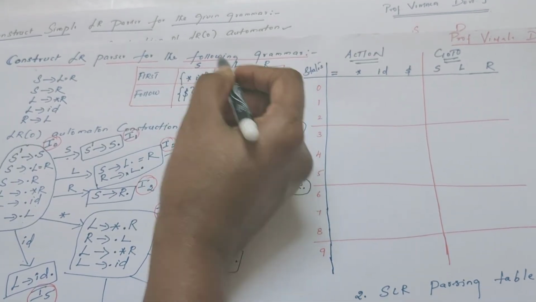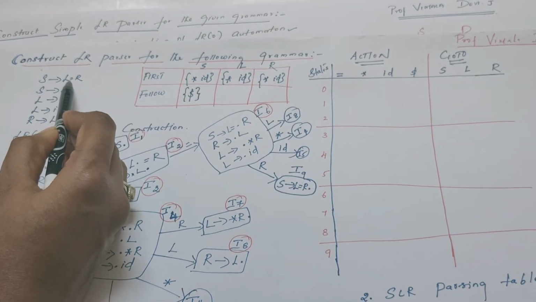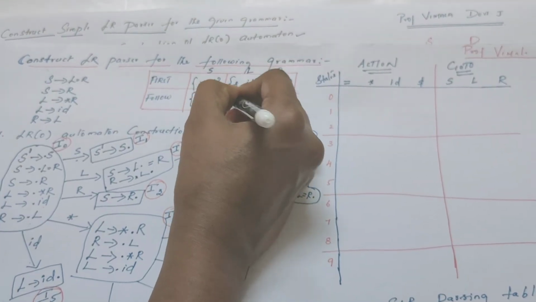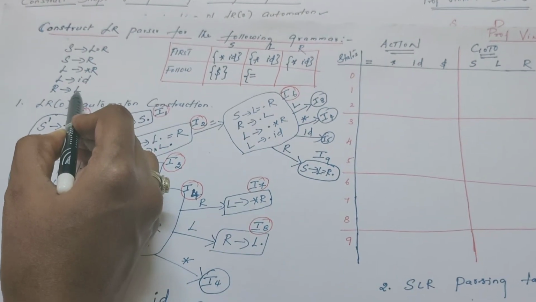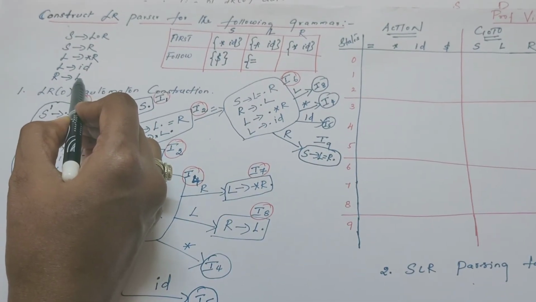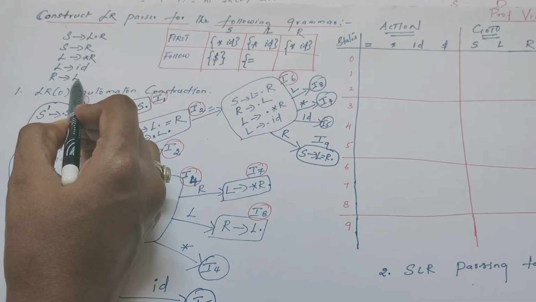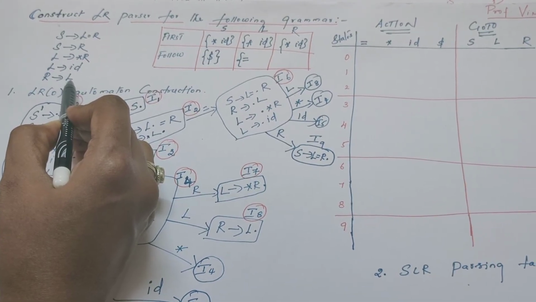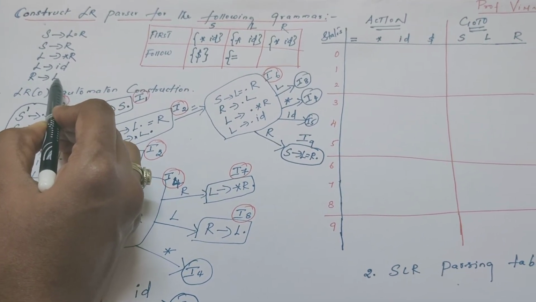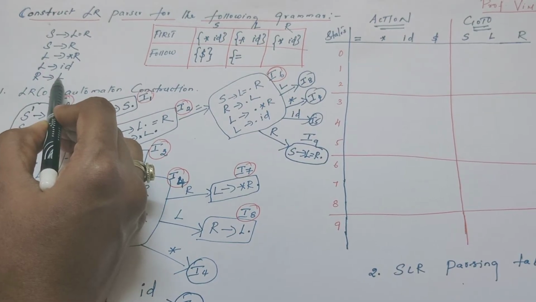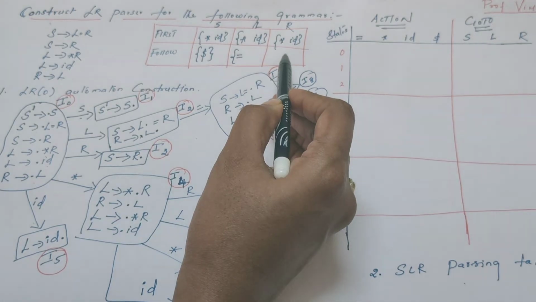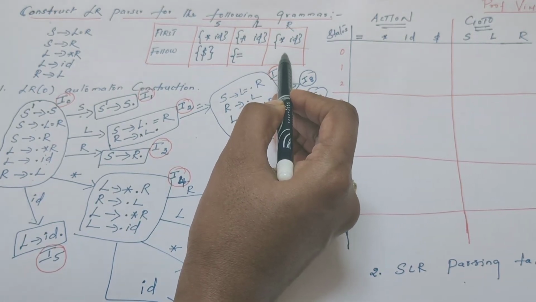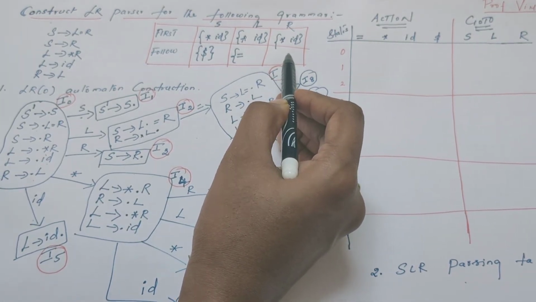What is follow of L? Follow of L is equal to, so that I have included. Any other rule which contains L? Yes, this rule contains L on the right hand side. So follow of L, actually there are no symbols following it, so follow of L is nothing but follow of R. But till now we have not identified what is follow of R. So first let us identify what is follow of R.